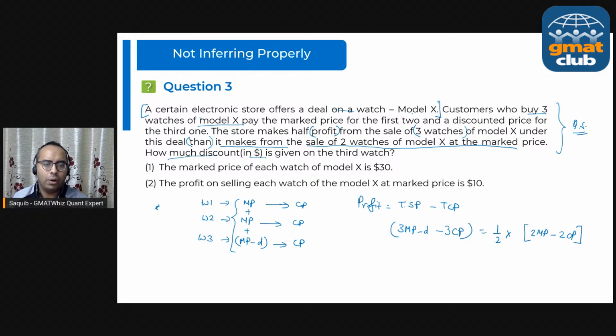How much discount in dollars is given on the third watch? So they're asking me the value of D. So I need to find out D. Okay, fair enough. Before going to this statement, I have an equation, so I would like to simplify it.